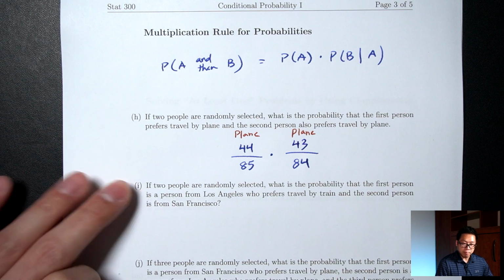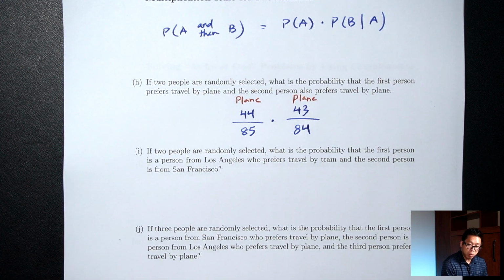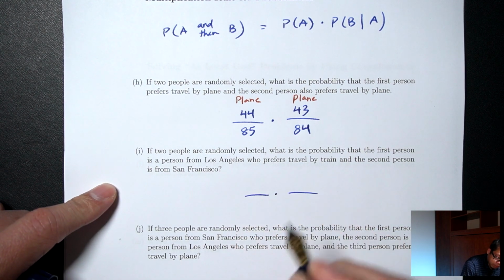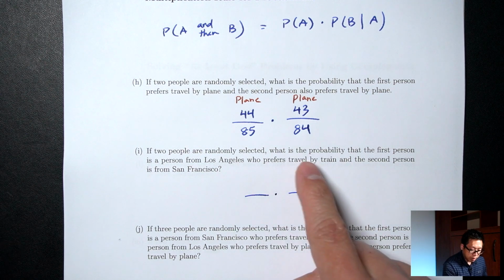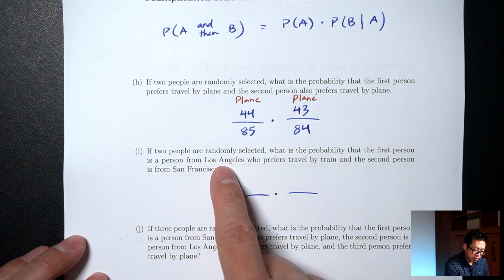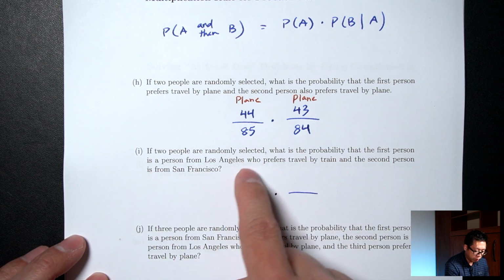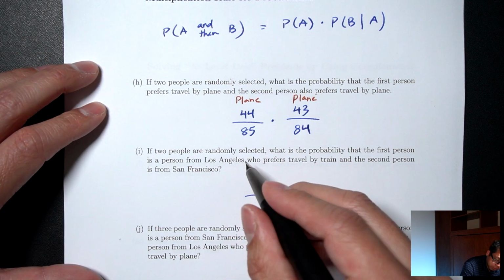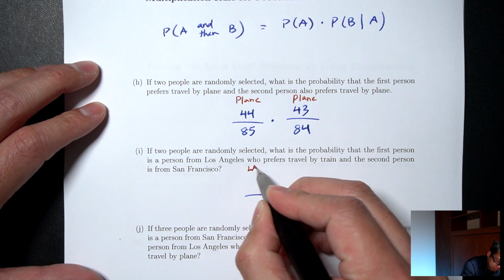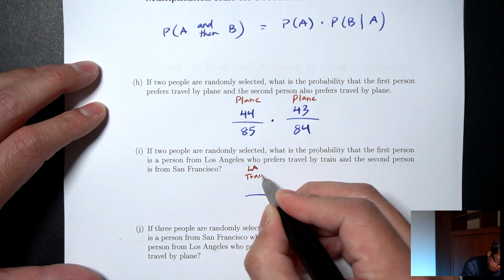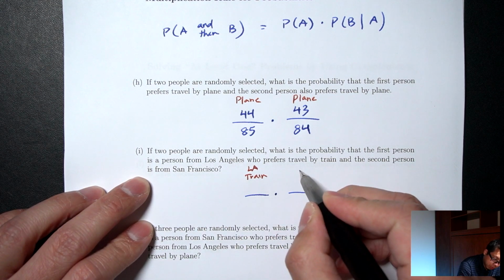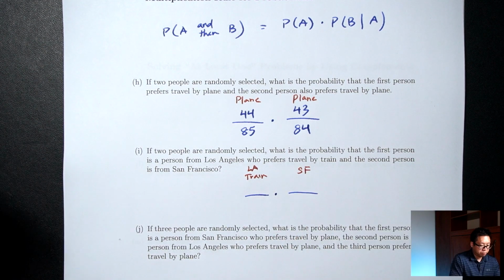Let's try another one, part I. If 2 people are randomly selected, that means I need 2 fractions. What's the probability that the first person is a person from LA who prefers travel by train? So first person is LA train. And the second person is from San Francisco. So second person is San Francisco.